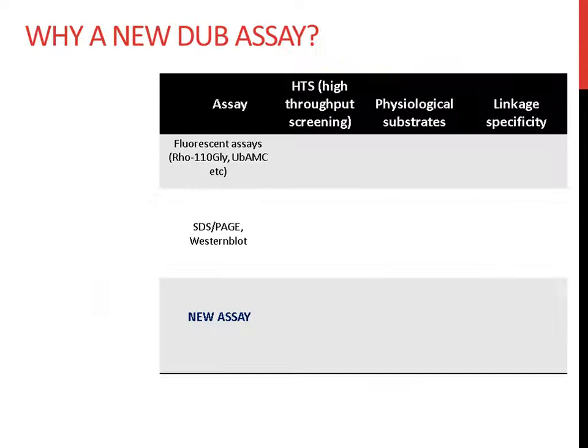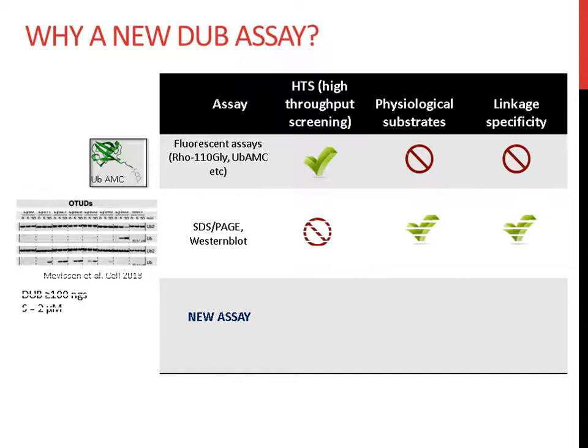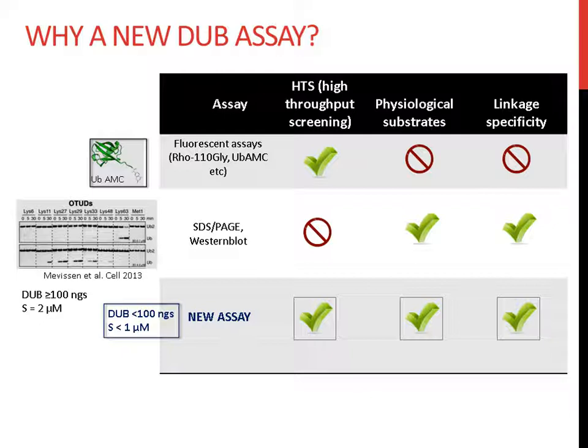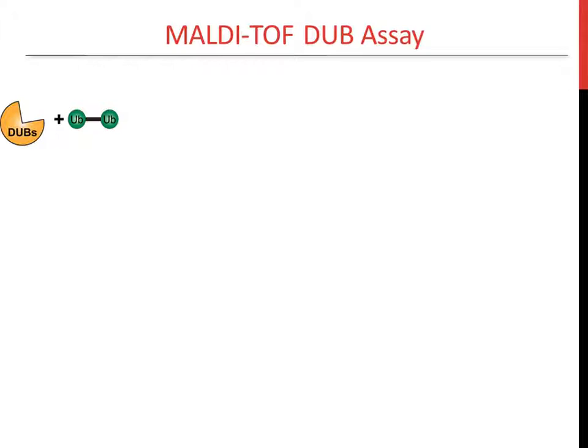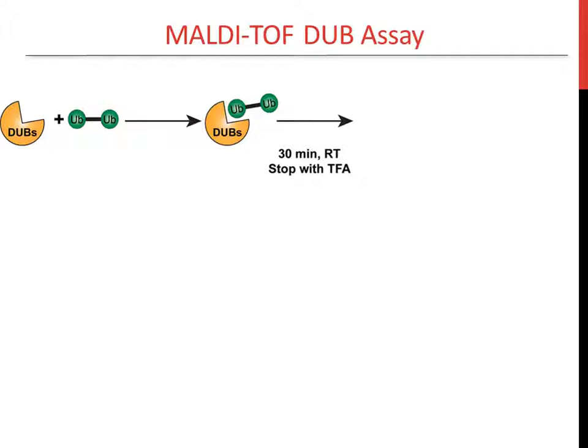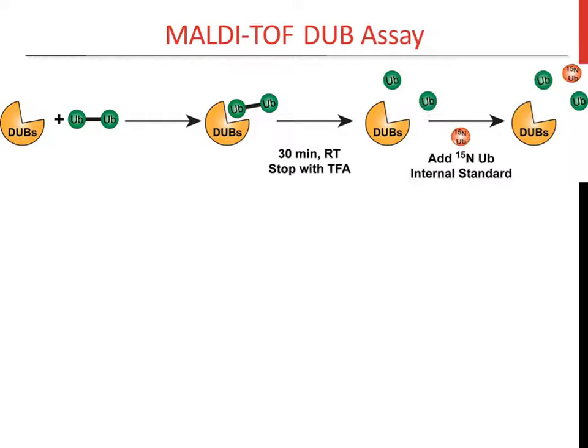So our idea was now to use the high-throughput capability of the rhodamine assay, but we want to use physiological substrates and the linkage specificity that we can have by using diubiquitins, and we want to combine the two into a new assay where we ideally use as little material as possible. Now, we came up with the MALDI-TOF DUB assay, and the way it works is that we put in vitro our DUB together with a diubiquitin, which then cleaves the diubiquitin, and we stop the reaction after about 30 minutes with trifluoroacetic acid. And then we have monoubiquitin formation, and we add N15-labeled ubiquitin as an internal standard.